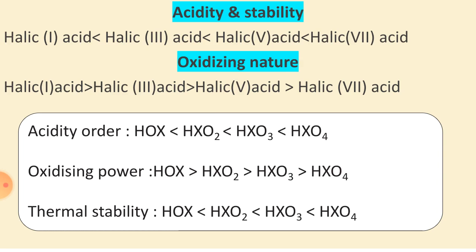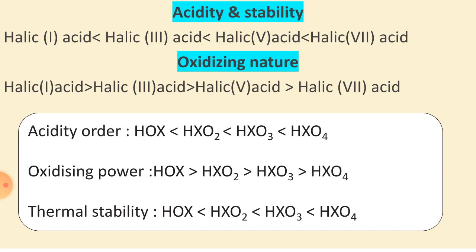That is again oxidizing nature. The order is reverse of acidity and stability. Halic(I) acid is a stronger oxidizing agent than halic(III) acid. Halic(III) acid is stronger than halic(V) acid. Halic(V) acid is stronger than halic(VII) acid. So again, halic(I) acid is unstable. For example, HClO is unstable and liberates nascent oxygen. That is, HClO breaks into HCl plus nascent oxygen due to less stability.